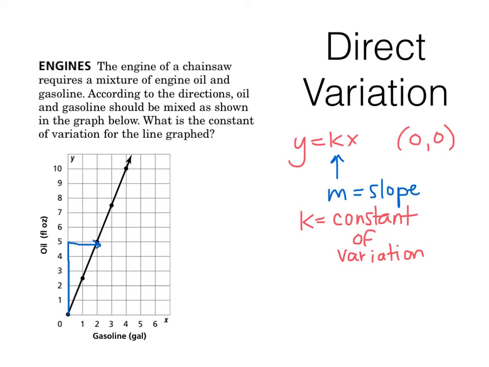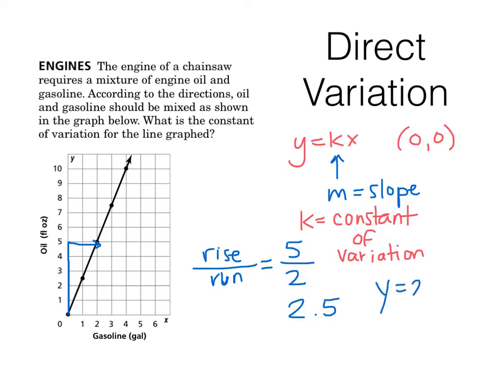Now I could have used this point here, but that halfway point, it looks like it's at 2.5 for the y value, but I don't want to eyeball that. So I'm going to pick one that's actually on grid lines that I can use. So remember, rise on the top, run on the bottom. That constant of variation is the same thing as the slope of this line. So the rise here is 5, the run here is 2. Divide that and we get 2.5. You could also use 5 halves. So if I was to write the equation, it would be y equals 2.5x. If I'm just finding the constant of variation, it's 2.5.